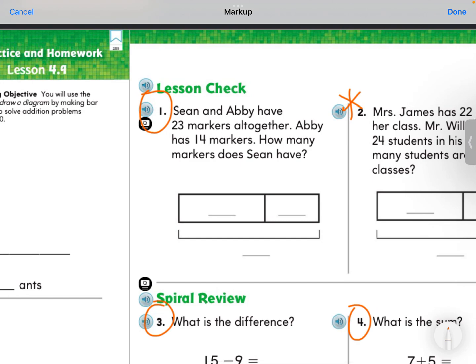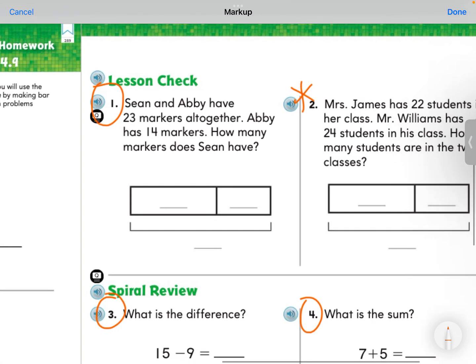Backside, number 1. Sean and Abby have 23 markers together. Abby has 14 markers. How many markers does Sean have? First thing you want to do, what are you solving for? Label your bar model. Solve.